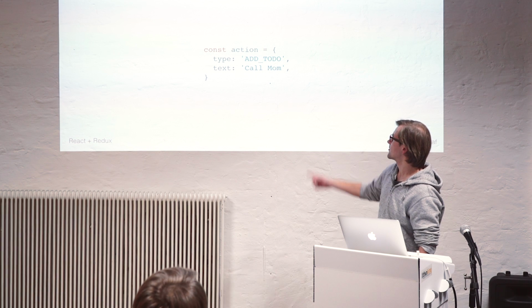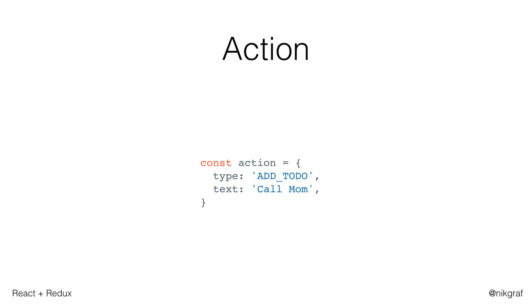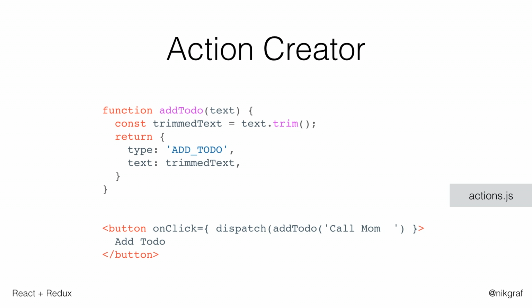An action is just an object. The only thing that you really need to have is a type, like add todo. An action creator is just a function which returns an object. You can use it, for example in this case, I trim the data, and then we have the dispatch, which is coming from the store.